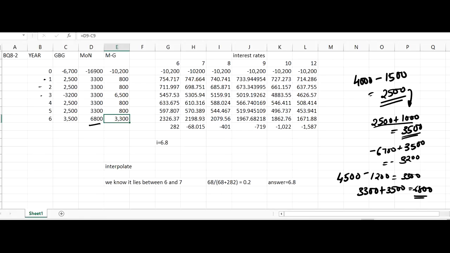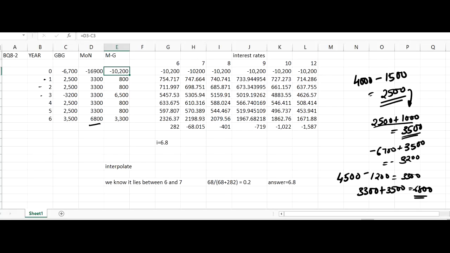Now from column G to column L we have taken different interest rates, that is 6, 7, 8, 9, 10, and this is the first initial case, that is MON minus GBG. The initial cost comes to minus 10,200, and it will be common for all the interest cases.